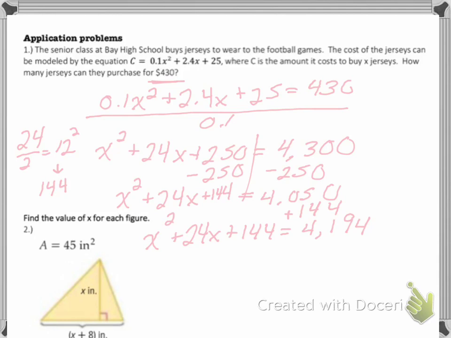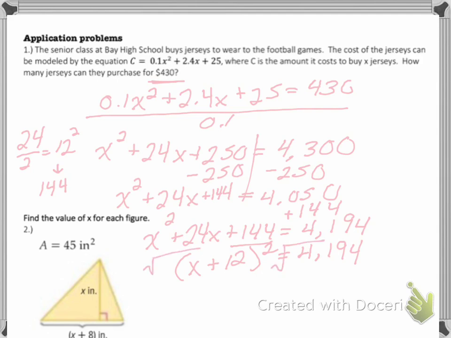Now I can go ahead and factor my equation on the left-hand side. And I understand I'm kind of running on to the next problem, and I apologize. Hopefully you're doing a better job of organizing this than me. You're writing smaller. So I know that the square root of 144 is 12, and that adds up to 24 when I double it, equals 4,194. And then I'll go ahead and square root both sides.